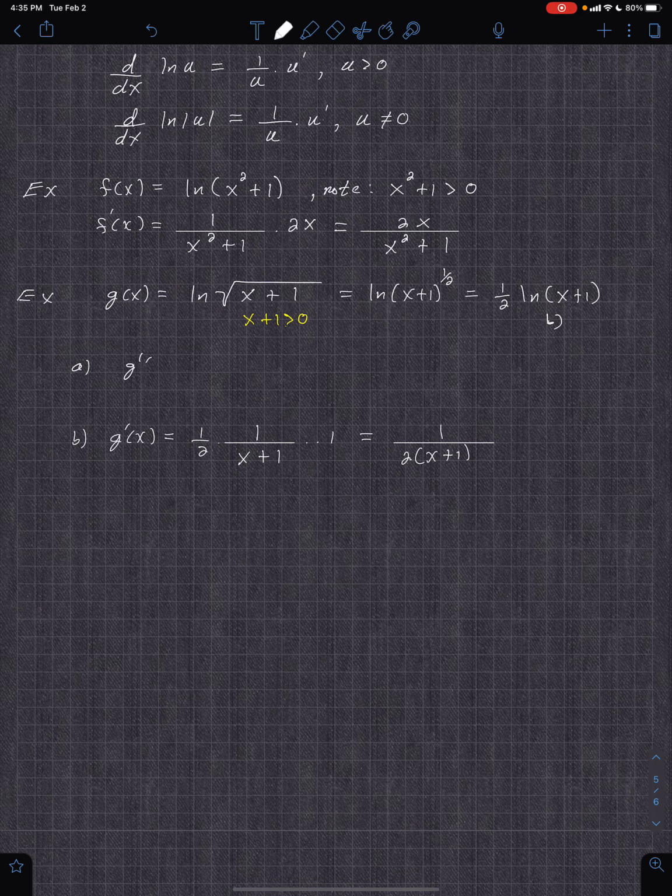and you did g prime of x, it would be 1 over the x plus 1 to the half, and then times that derivative would be a half times x plus 1 to the negative a half, which brings it back down. And then when you multiply those, you get the same thing. So this and this is the same thing, whether you simplify ahead of time or not.